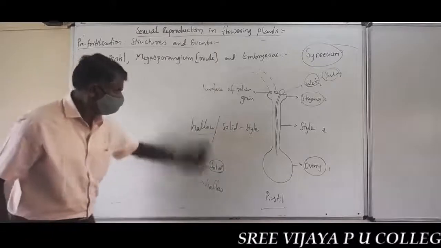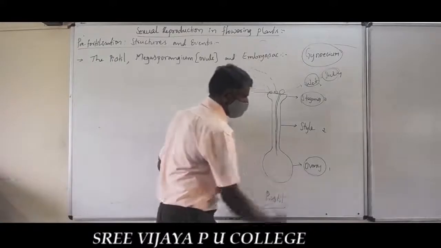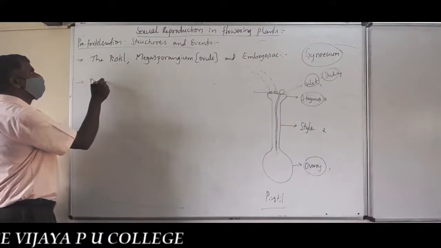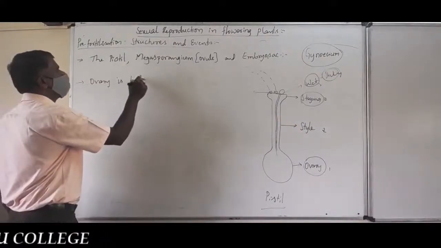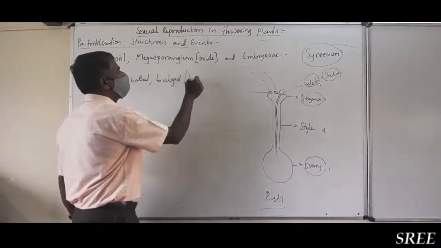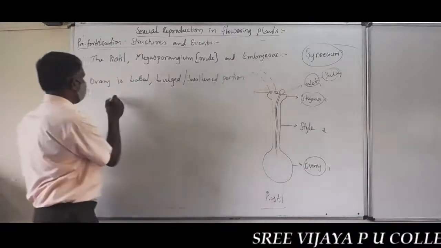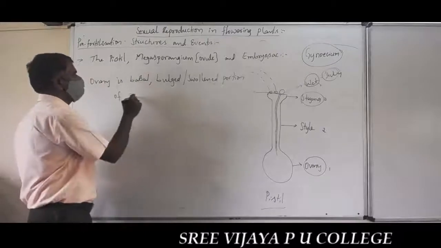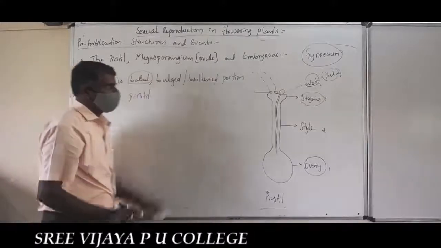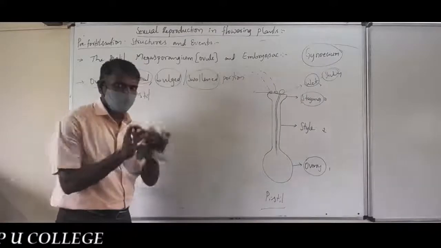After the style, the next part is the ovary. The ovary is the basal, bulging or swollen portion of the pistil. That is, the ovary is present at the base of the pistil, and it is a little bit bulged.